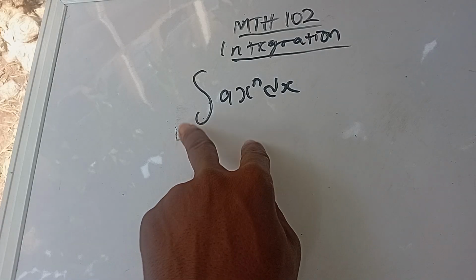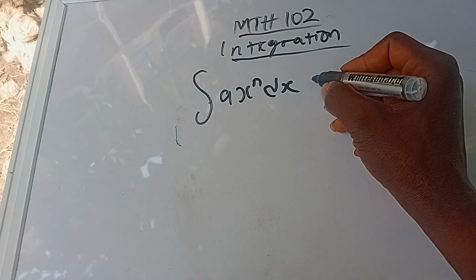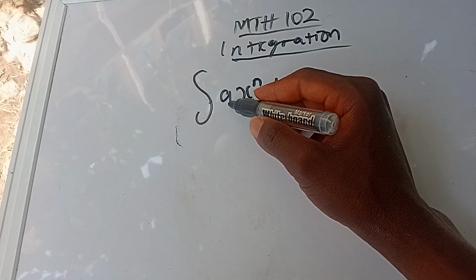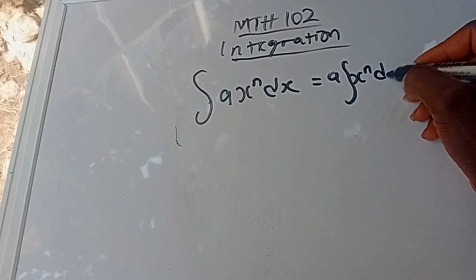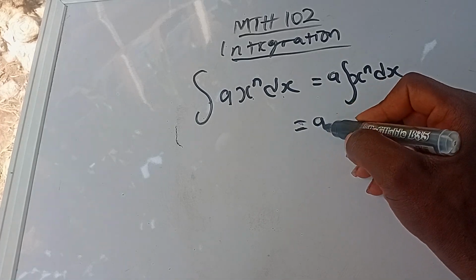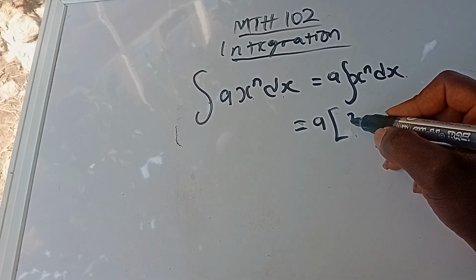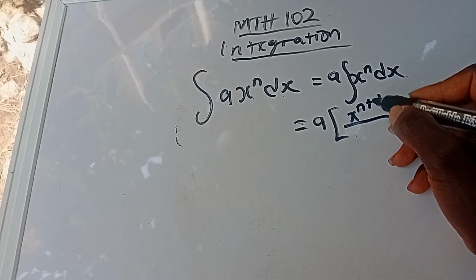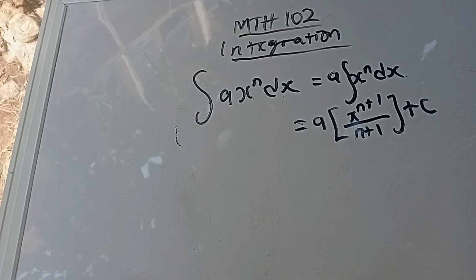So if you have the integral of ax raised to power n, are we together? Since the a is a constant, the a comes out, and it becomes a times the integral of x raised to power n dx. The dx must be added. Now let's integrate. It becomes a. If you want to integrate x to the power of n, you add 1 to the power, then divide by the total power you now have. Then you add your constant. This is the answer. This is the basic rule of integration.